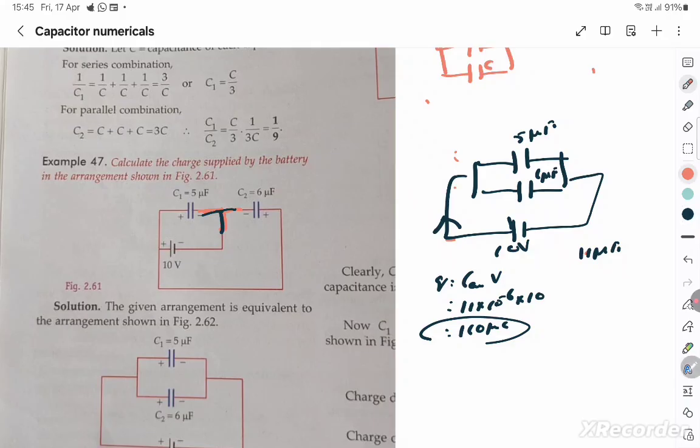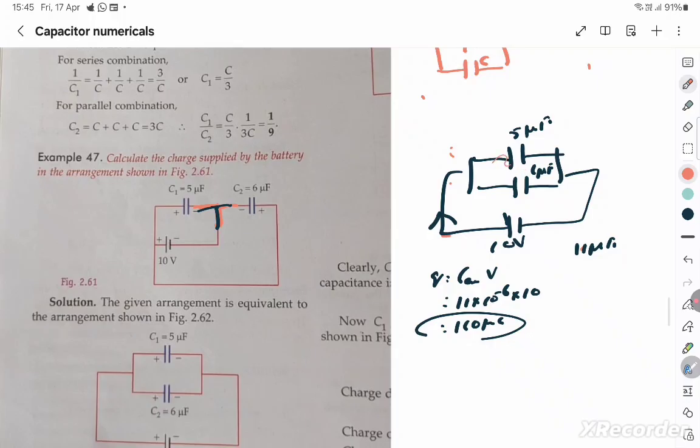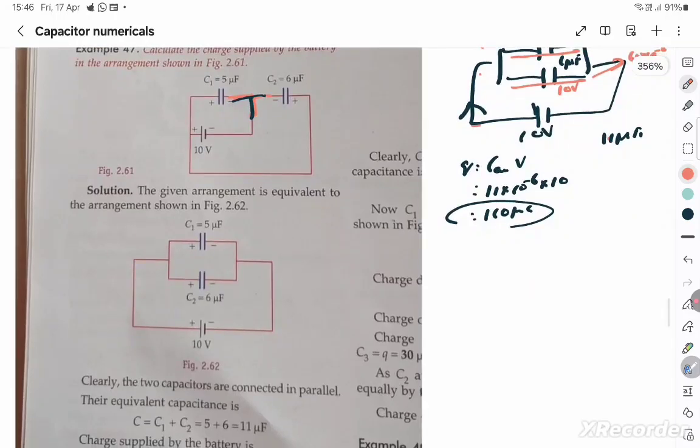Even if they did, it's very easy. You know that they're parallel, so this will also get 10 volts, this will also get 10 volts. You can just get the charge on this: Q is equal to C into V, 5 into 10 to the power minus 6 into 10. So it's 50 into 10 to the power minus 6. This will be 60 into 10 to the power minus 6. It's pretty direct. Okay, so I hope you are clear. Let's go to the next question.